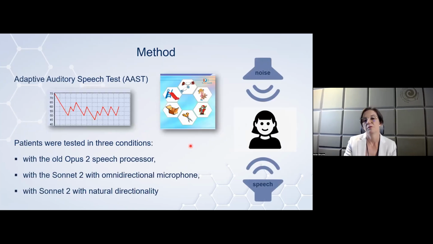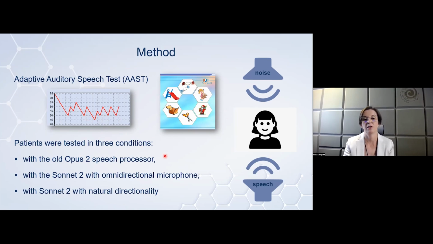We decided to test the condition where the effect is most visible. So the speech was presented in front of the patient and noise at the back. We used an adaptive auditory speech test. It is a test organized like a computer game. There are 6 words and 6 pictures, so children have to listen to the word and point to the picture which is related to the word spoken via loudspeaker. This is also an adaptive procedure, so the result is the speech reception threshold.